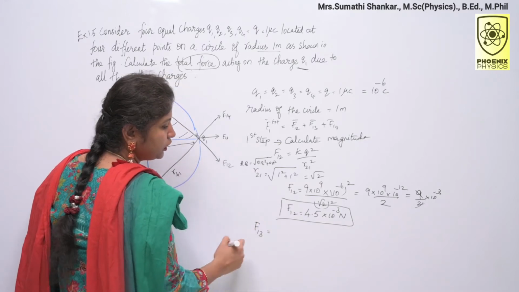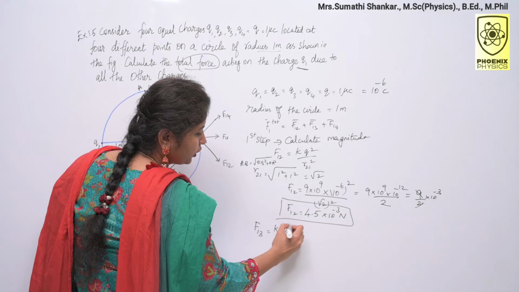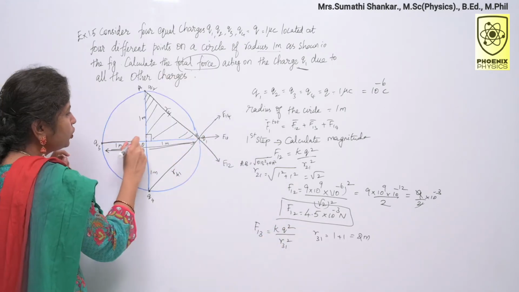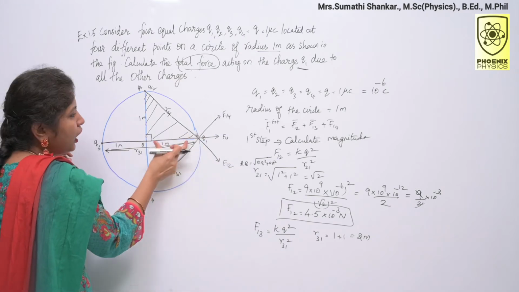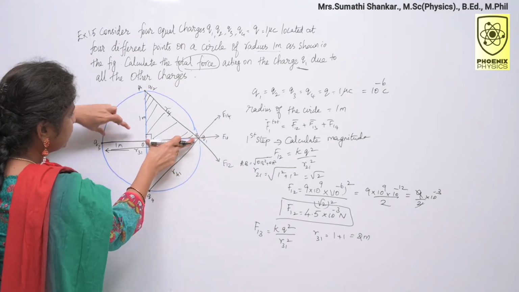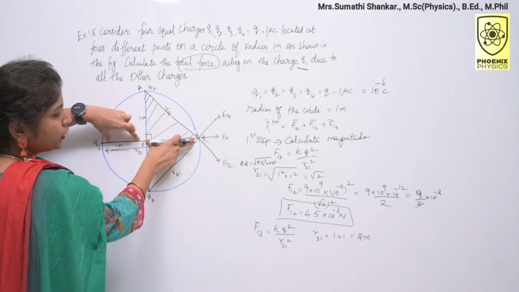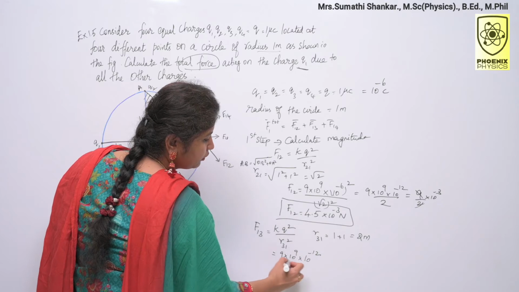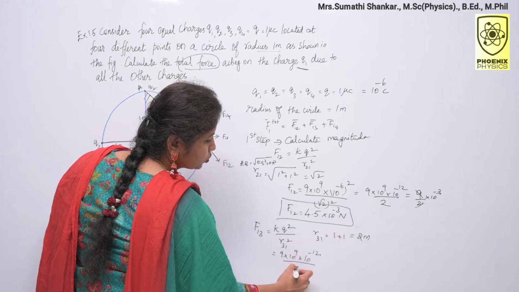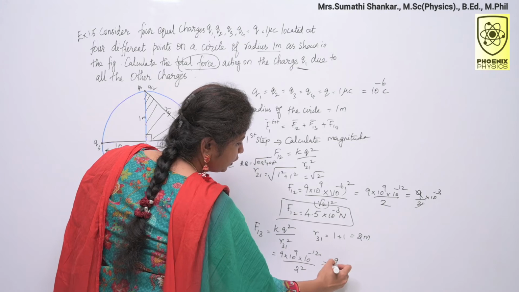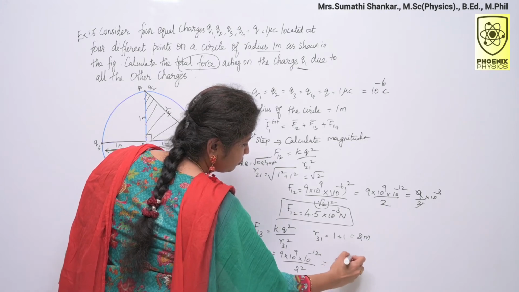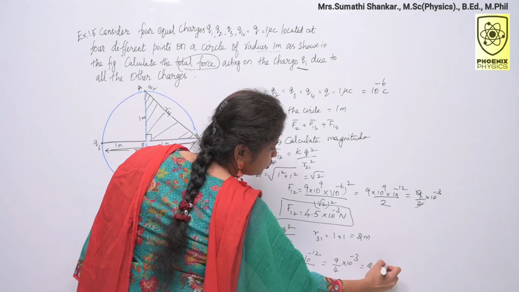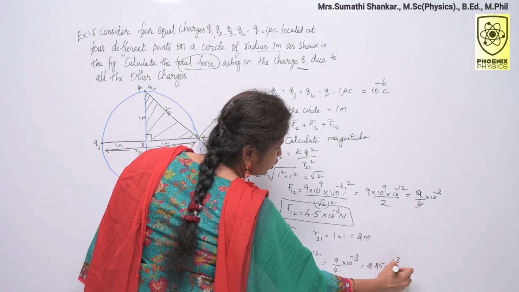Similarly, I am going to find out the F13 value. What is F13? K Q square divided by R31 whole square. This total distance is R31. Up to this portion is 1 meter and this portion is 1 meter, so totally 2 meter. So 10 to the power of minus 12 divided by R31 square means 2 square. So 9 by 4 into 10 to the power of minus 3, that is 2.25 into 10 to the power of minus 3 Newton.